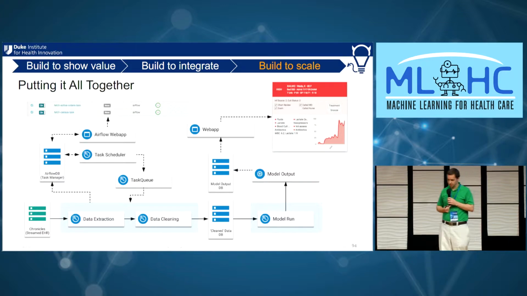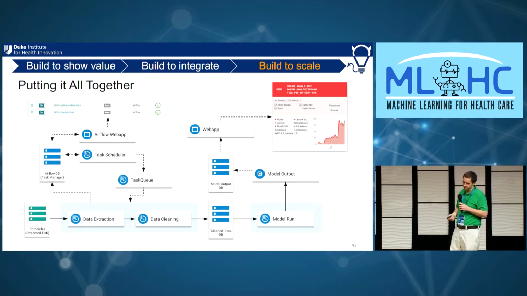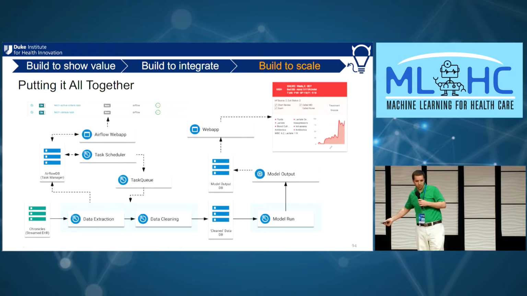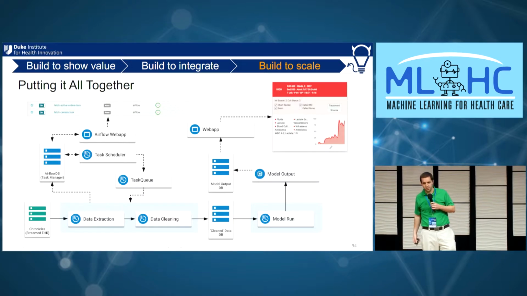So if you put it all together, this is what the back end of Sepsis Watch looks like. We've got the web app, which is keeping track of the DAGs and setting up the scheduling. Scheduling passes jobs to the task queue. And then workers for the specific queues pick up their respective tasks, write and clean data to the database, models run, write their output to a model database, and that model database serves the web app that is Sepsis Watch.